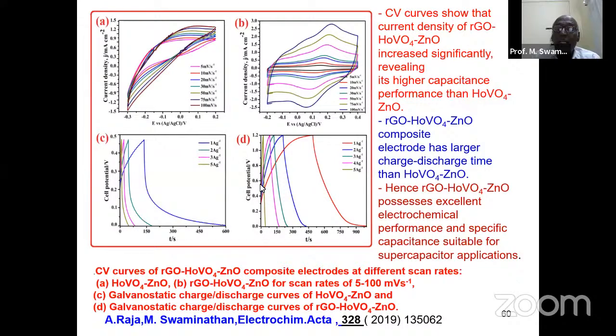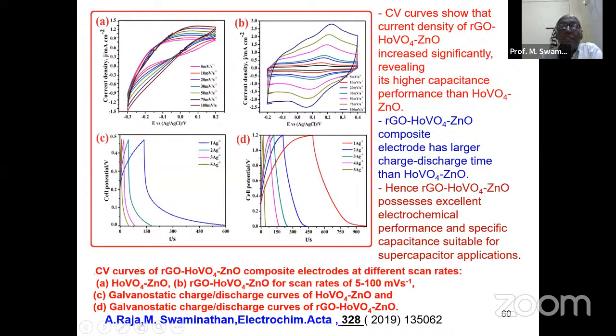And similarly, for the galvanostatic charge discharge time, when it is greater, you can see this is holmium vanadium zinc oxide, whereas for different current, this one here is RGO holmium vanadium zinc oxide. The charge discharge time is very high, so this is very suitable for supercapacitor applications. Typically, when you use a redox electrolyte, the charge discharge time also increases. So this is without redox electrolyte, and this is with redox electrolyte. That also can be used for supercapacitor applications.